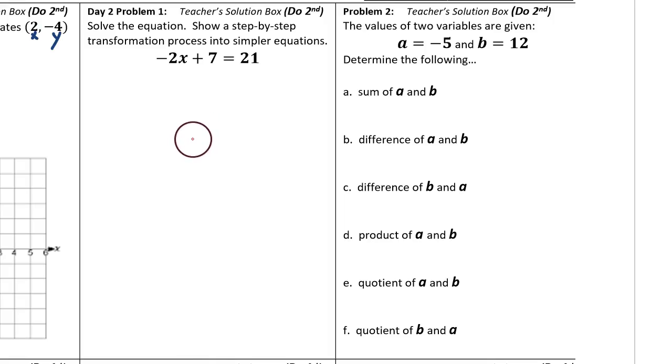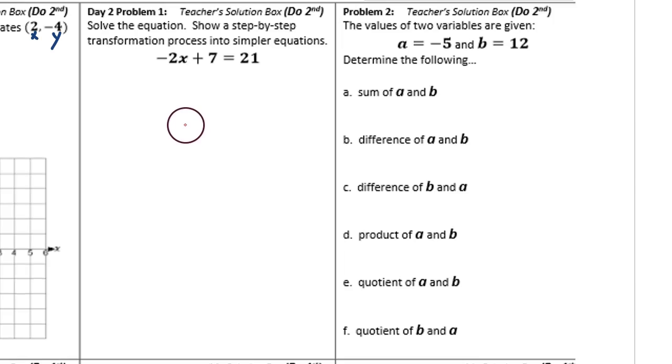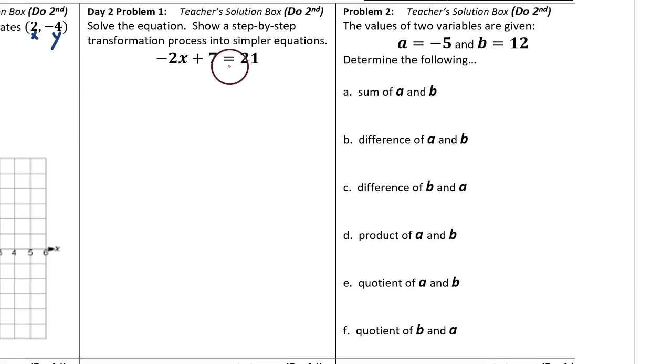Here's day 2, problem 1. Solve the equation. Show a step-by-step transformation process. One thing that helps to keep the work nice and neat is to draw a line downward from the equal symbol. Then let's remove things from the left side of the equation until the letter x is alone.